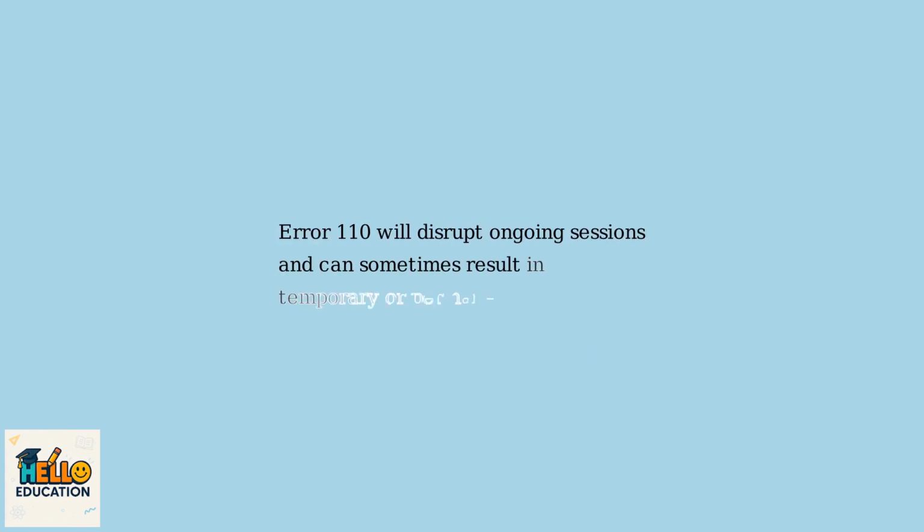Unlike network errors, Error 110 specifically targets unusual behavior or software conflicts. To understand this better, consider how Roblox detects valid gameplay versus suspicious behavior. Error 110 will disrupt ongoing sessions and can sometimes result in temporary or permanent bans.